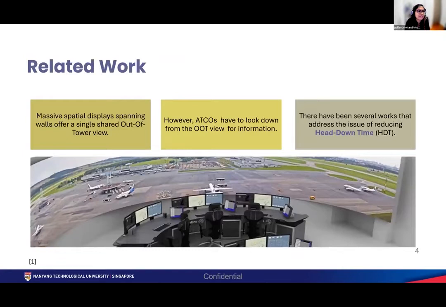So ATC towers have come a long way from conventional physical towers to remote digital towers that have dedicated displays at a separate location. Now, such digital towers offer a single shared out-of-tower view, but controllers need to look down at their individual displays for additional information, which goes on to decrease their situation awareness. We know of this as the head down time, HDT, and we have been on an eternal quest to reduce this time. Now, let's consider some recent work that have looked at emerging technologies as a solution for this issue, much like we have.